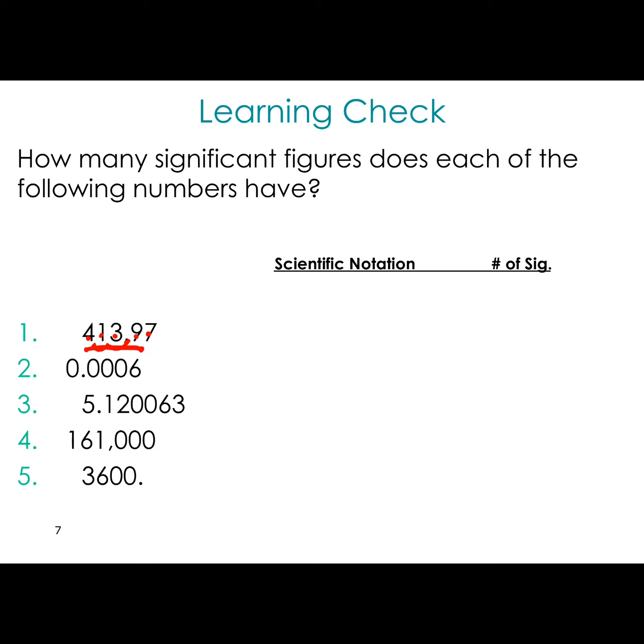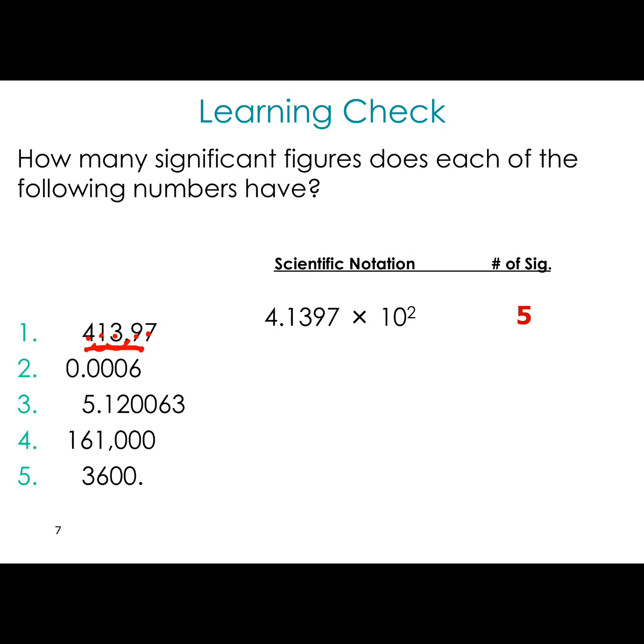So we get 4.1397 times 10 to the second as our scientific notation. So we move the decimal 2 places to the left. All of those digits are significant, so we leave them in the notation. So let's look. We've got that number. That's correct. And we said 5. Nice work. All right, number 2.